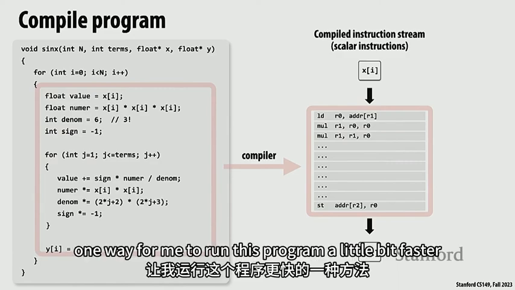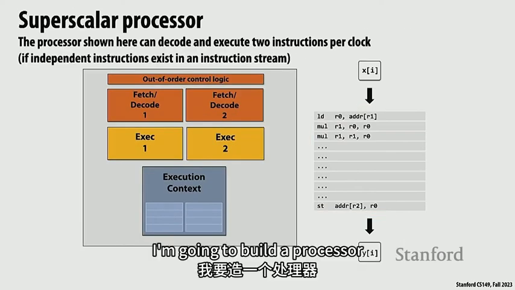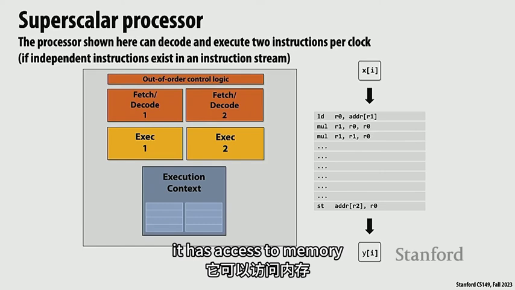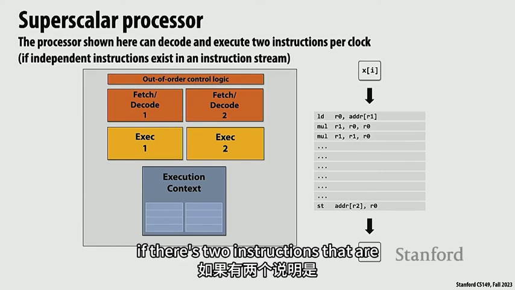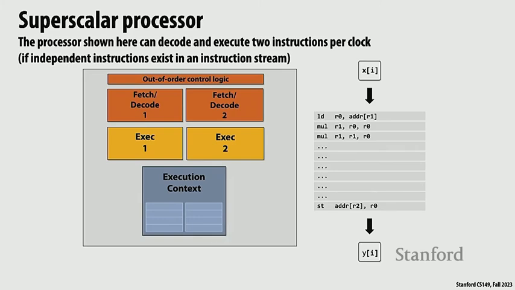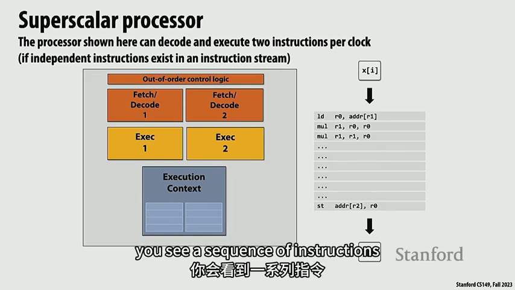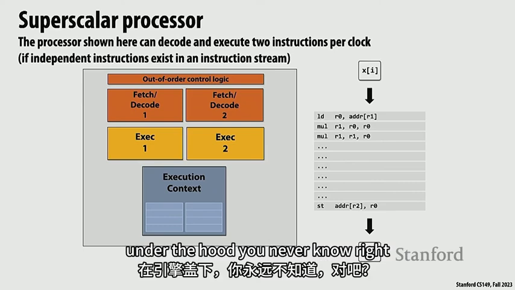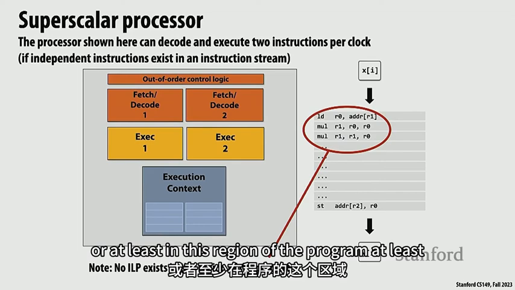And so one way for me to run this program a little bit faster would be to take the superscalar idea. I'm going to build a processor. It still has one set of registers. It has access to memory. But it has the ability to figure out if there are two instructions that can be done in parallel, and it has two execution units to do them if it wants to. Again, you compile your program in C, you see a sequence of instructions. Intel does this, or AMD does this under the hood, you never know.